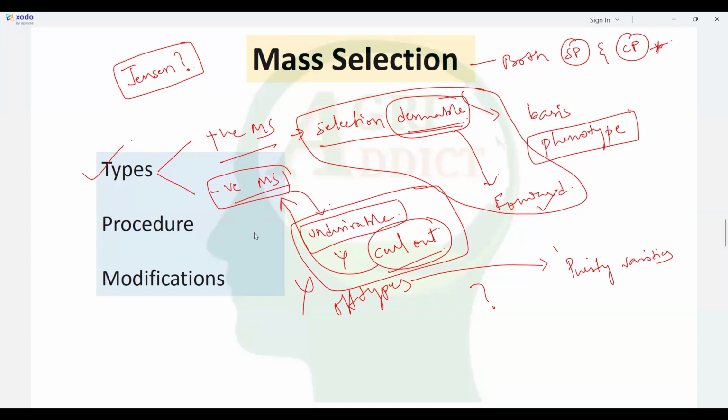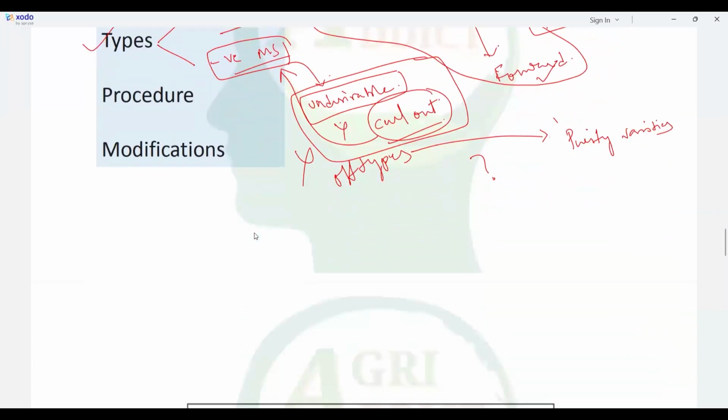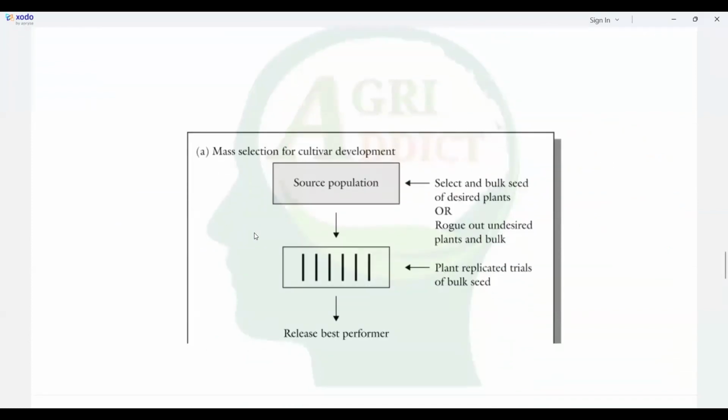And then, as I said, one purpose is to improve the variety and the second is to purify the variety. We will just see the procedure by visualizing. For mass selection, let us consider the source population as a heterogeneous population. What is the basis of mass selection? Phenotype, right? So with the superior phenotype, you just select the plants. Let us consider you have selected these, harvest them, bulk the seed, and then grow them.